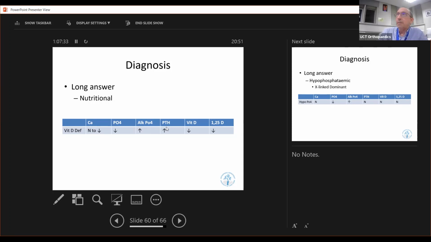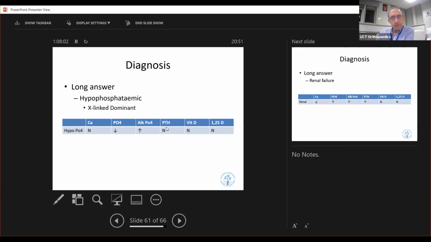Your vitamin D, well, it's down because you have a deficiency, and your 1,25-dihydroxy vitamin D is also down because, well, you've got no substrate to convert in your organs. So that kind of makes sense so far. Next, the commonest cause of rickets that we're going to see is going to be the hypophosphatemic rickets.